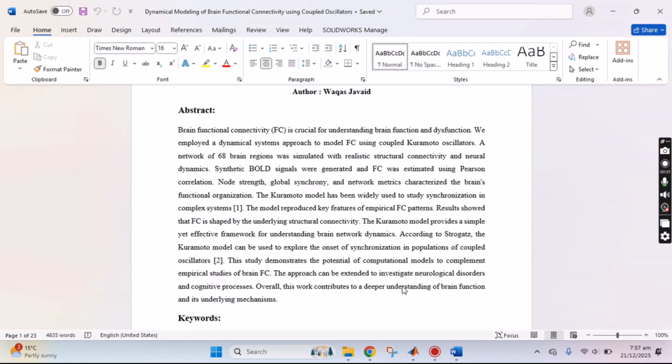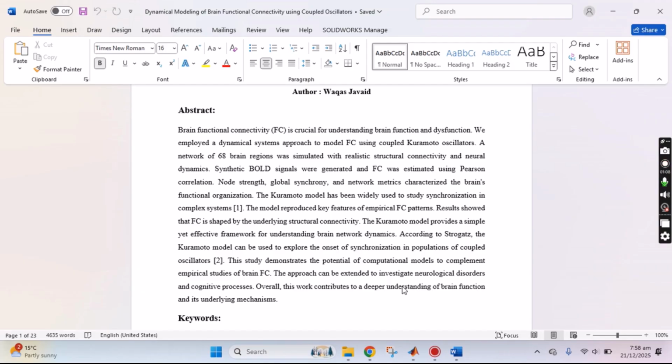Kuramoto oscillators, a network of 68 brain regions was simulated with realistic structural connectivity and neural dynamics. Synthetic BOLD signals were generated and the functional connectivity was estimated using the Pearson correlation. The node strength, global synchrony and network metrics characterize the brain's functional organization.